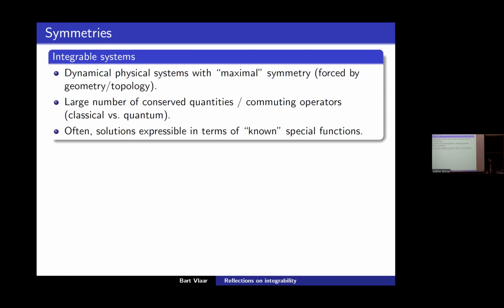So a general picture is as follows. Integrable systems are particular systems in physics, dynamical systems with somehow maximal symmetry. That could be forced by the geometry or topology of your system. It means a large number of conserved quantities if you talk about a classical system, or a large number of suitable commuting operators if it's a quantum system. It is not part of the definition, but often these systems have solutions that are expressible in terms of nice functions, which is not very well defined, but there is a connection with special functions.